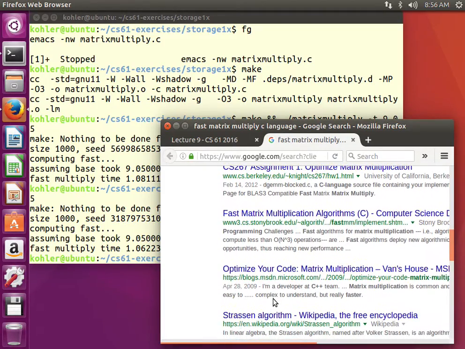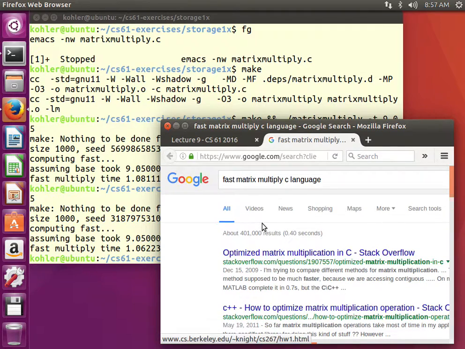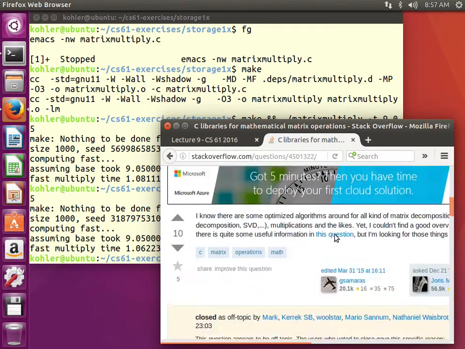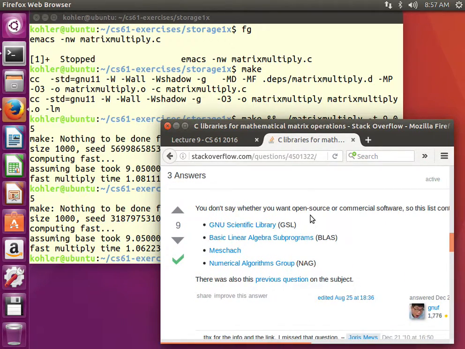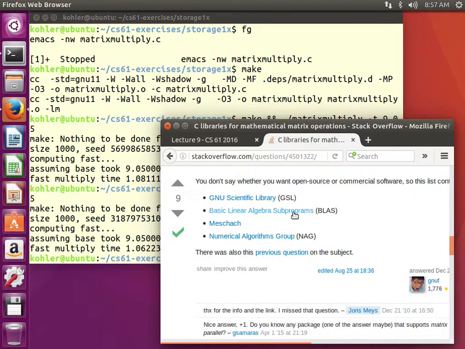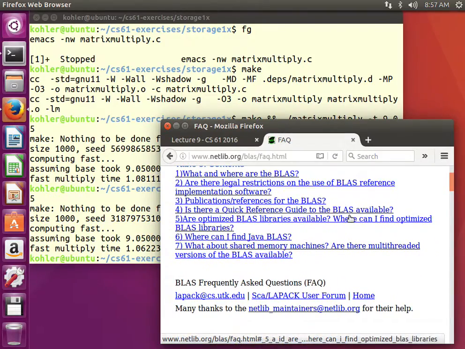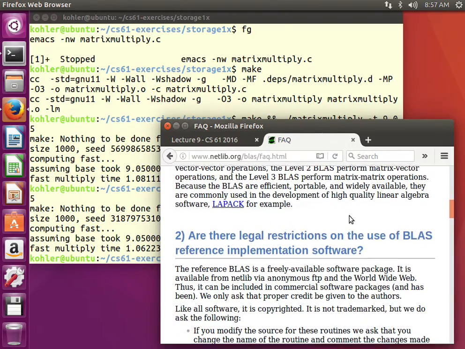Oh boy, there's a lot of good results. BLAS 3 compatible fast matrix multiply. BLAS. I wonder what that is. Well, let's add another search term. We're looking for a library that'll let us do this. C libraries for mathematical matrix operations. There's a bunch of interesting libraries here. Basic linear algebra subprograms.